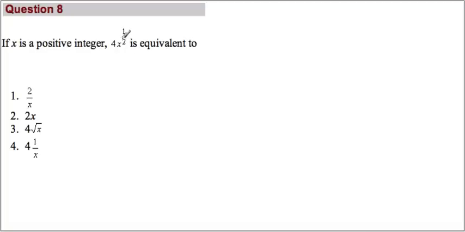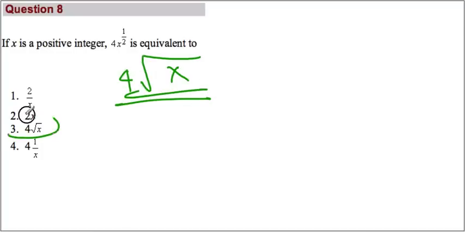X is a positive. So when you have 1/2 as an exponent, that means a square root. But what's actually being affected by it? Only the x. So we end up getting square root of 4 times square root of x. That's basically what we're looking at, which is choice 3.